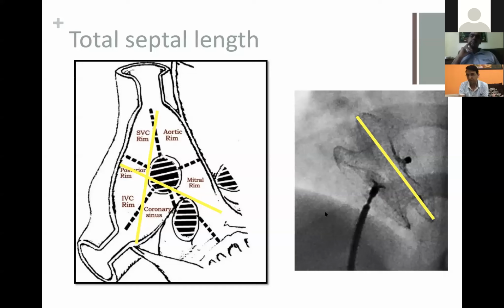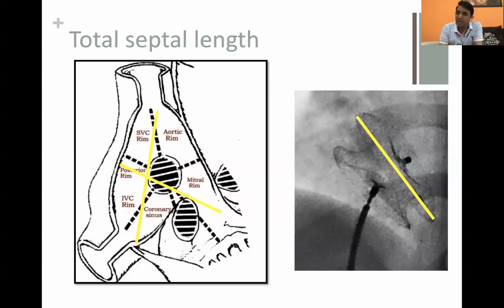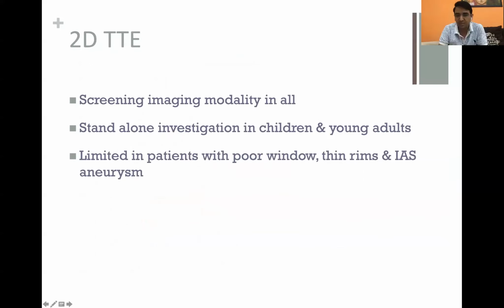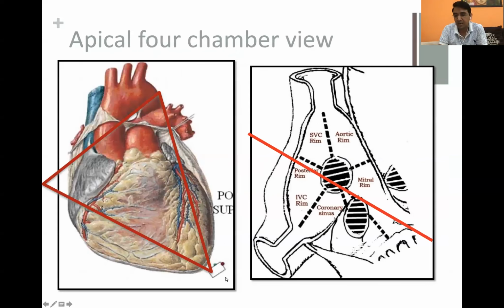Now, echo is the most easily available modality, and this is the screening imaging modality in all. I will just go through the steps of how we assess. I think some of the images are taken from some of the seniors who are sitting over here. So this is the projection, and we are seeing in the apical 4 chamber. And as we all know, echo is cross-sectional imaging. This is the line of plane in which we are. And this is how we will be cutting the atrial septum, and that's how we will be seeing the images.